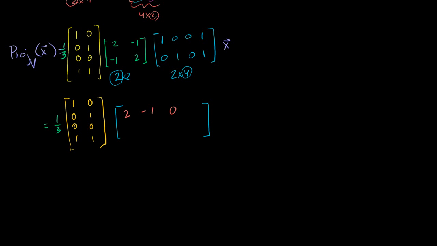And then you're going to have 2 times 1 plus minus 1 times 1. That's 2 minus 1. That's just 1, right? 2 times 1 plus minus 1 times 1. Fair enough. Now let's do the second row.